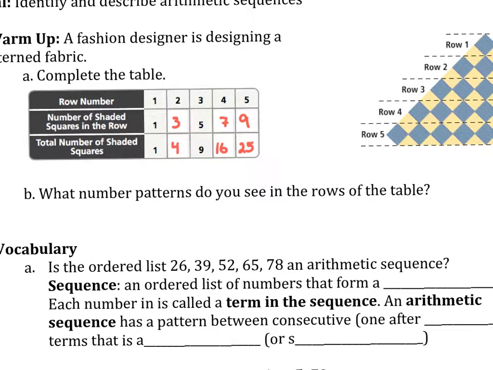And now the key, of course, is the pattern. Notice the number of shaded squares goes up two, up two, up two, up two. So every row, we're adding two more. So there's a pattern. Well, notice what this is here.